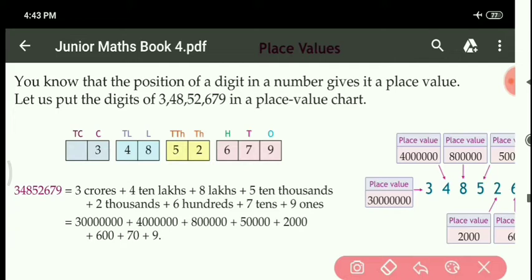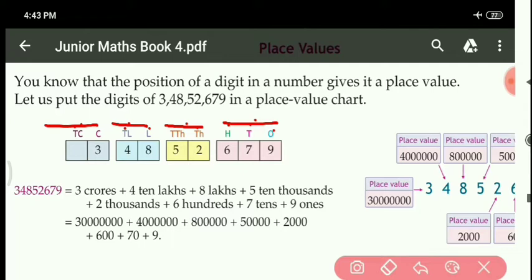So as you can see, here is written ones, tens, hundreds. It comes in ones period. Thousands, ten thousands, it comes in thousand period. Lakh and ten lakh, it comes in lakh period. Similarly, crore and ten crore, it comes in crore period. We call it first period, second period, third period, and fourth period also.